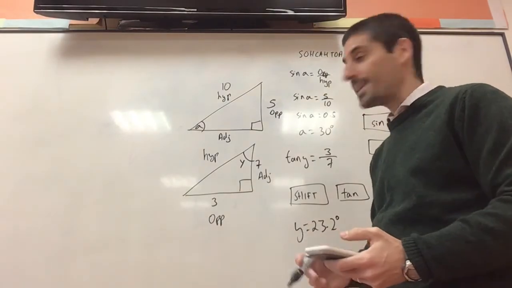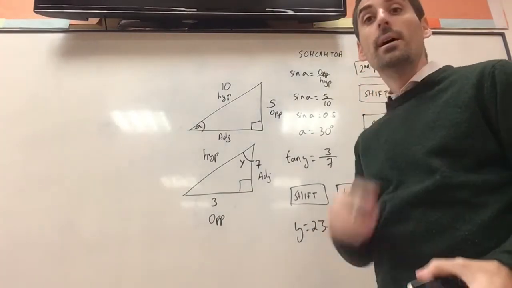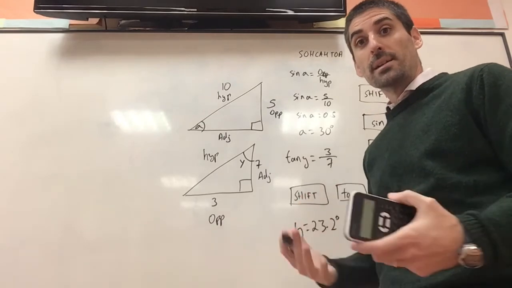And that is how you use trigonometry to find missing angles in right-angled triangles.